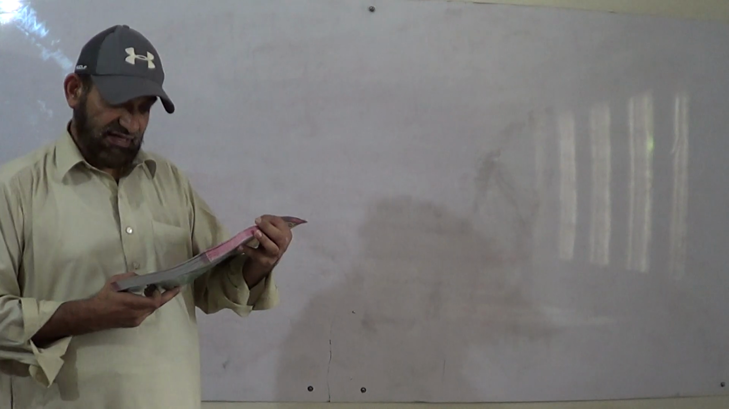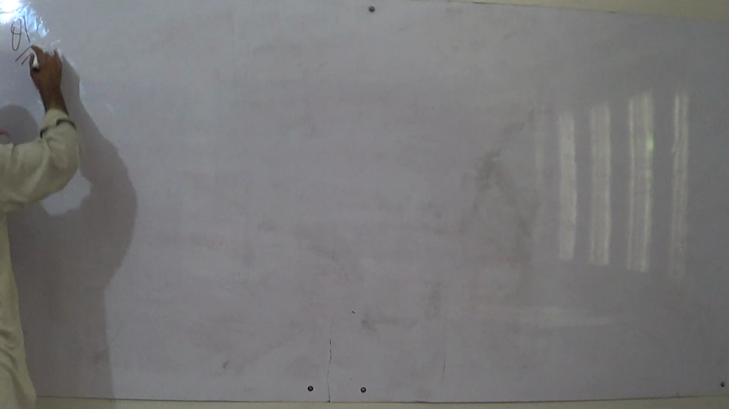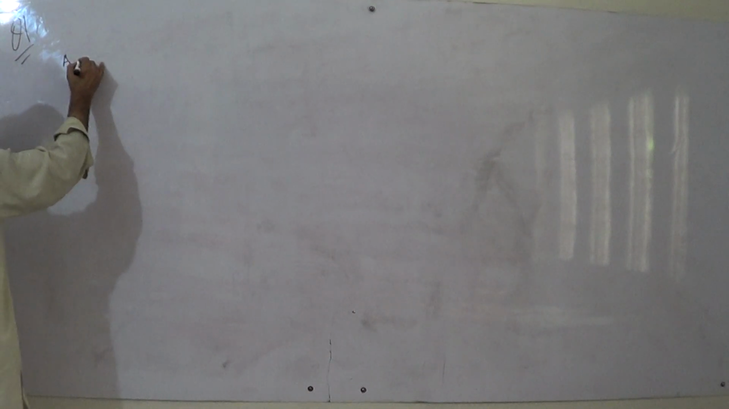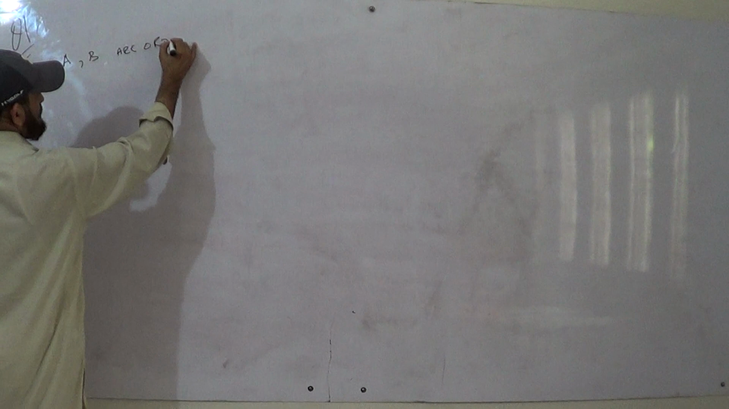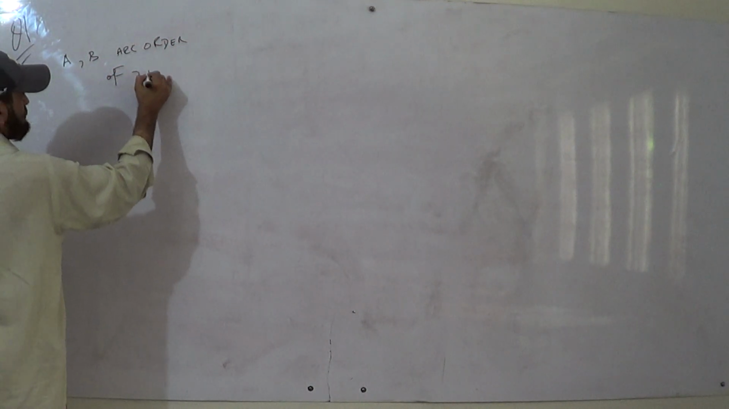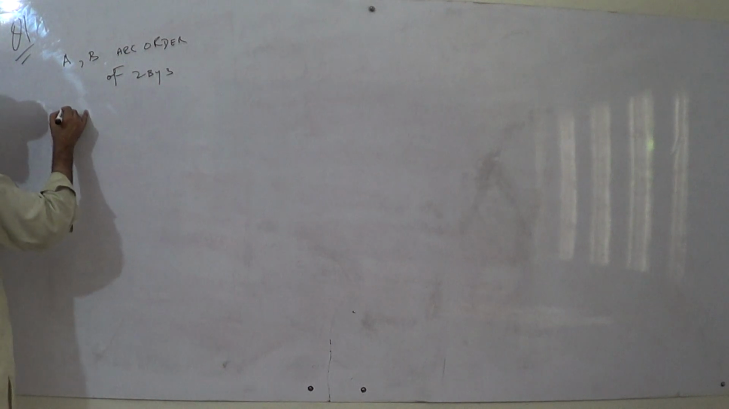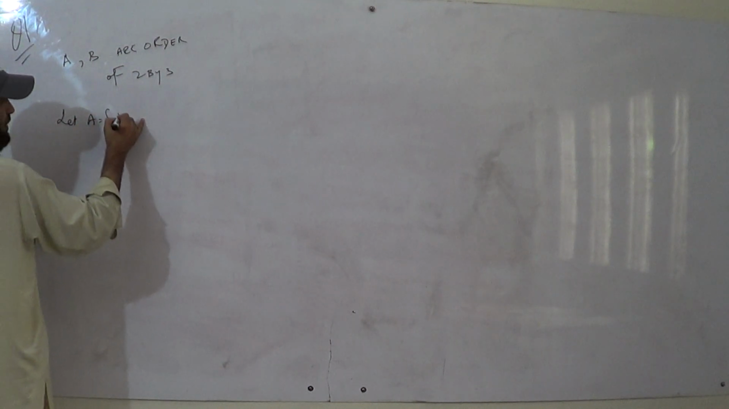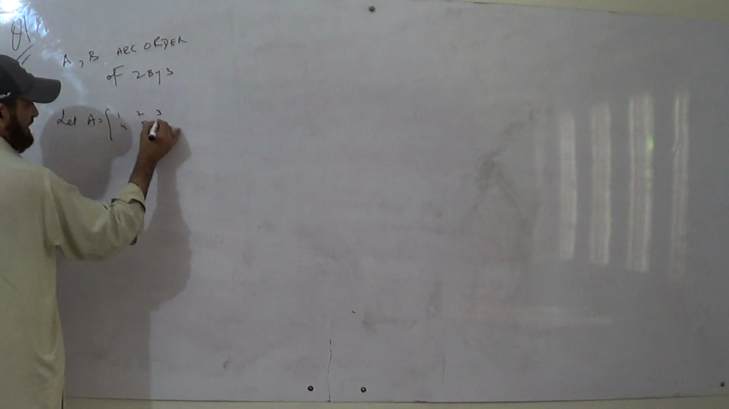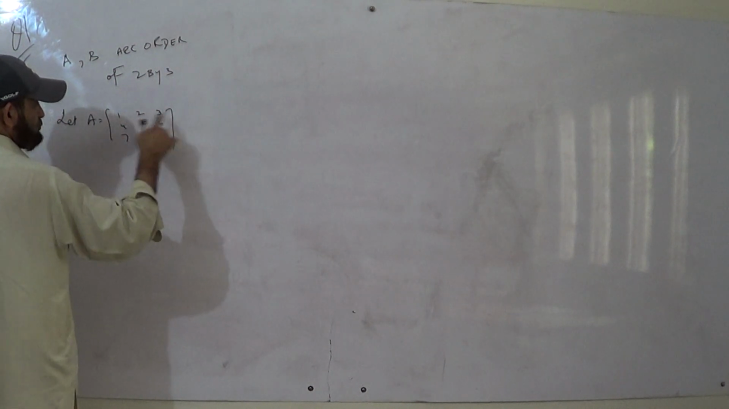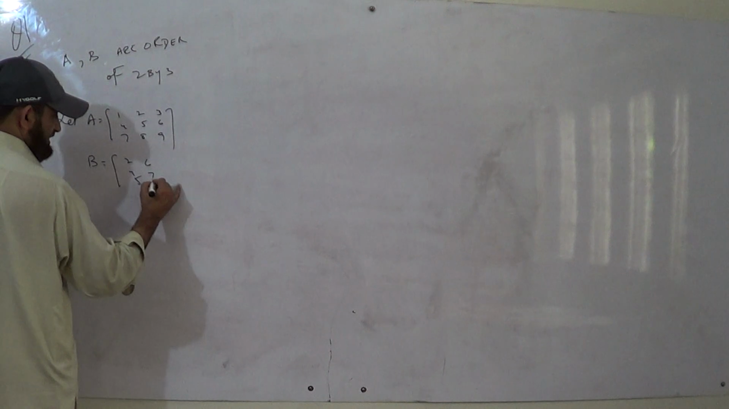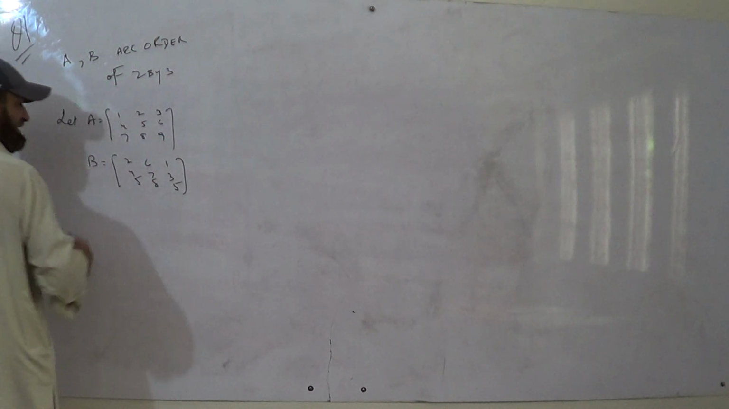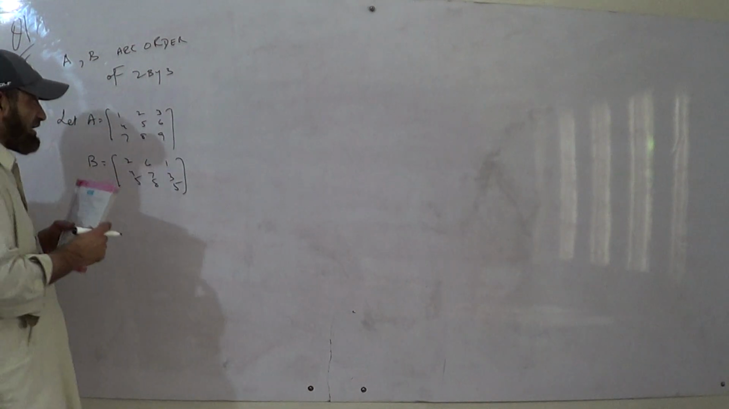Book on page number 90, exercise 1.3. Question number 1. If A and B matrices are of order 2 by 3, let A matrix be 1, 2, 3, 4, 5, 6, 7, 8 and 9. 2 rows, 3 columns. B is 2, 4, 5, 6, 7, 8, 1, 3, 5. Like this. And C and D are square matrices.